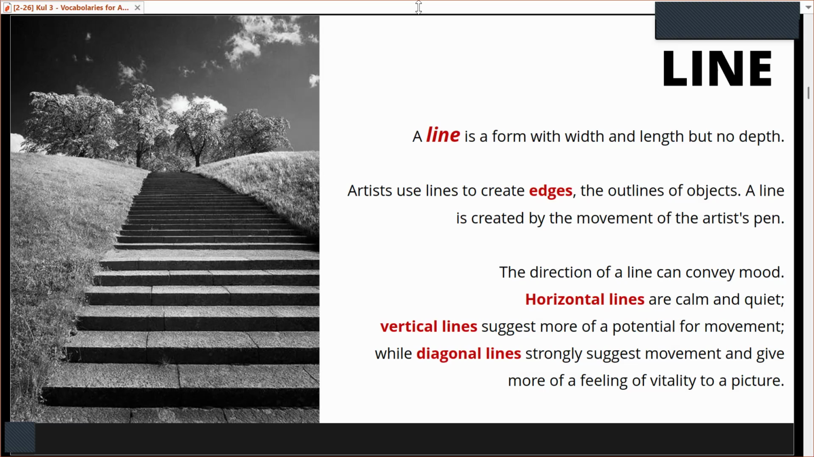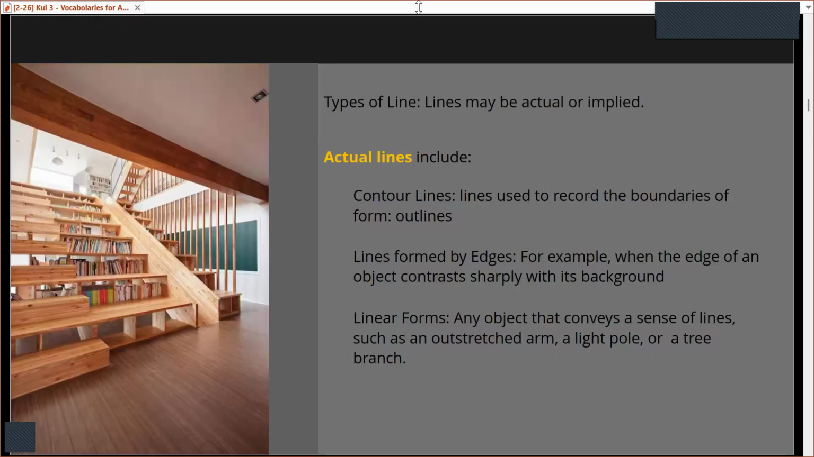Okay, lines also can be actual and implied. Actual line is, of course, something that you can see, contour line, lines formed by edges or linear form. If you see here, you can see so many lines. They play with lines. The horizontal one you see? What lines do you see? From which element?